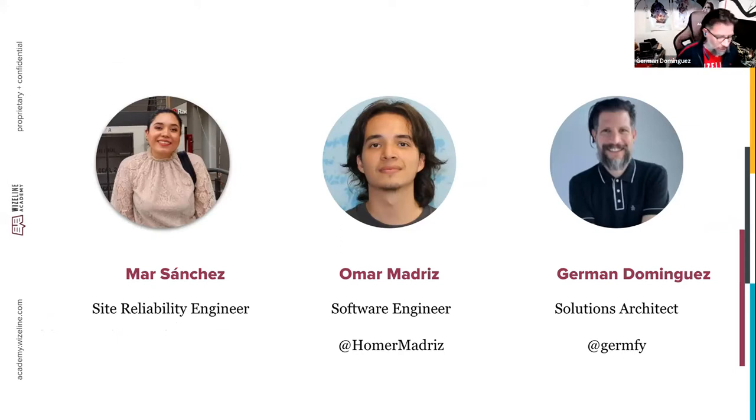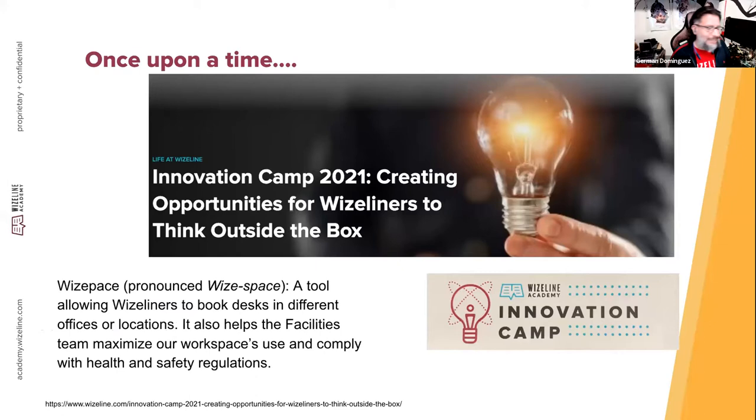We are together trying to teach you a little bit about our journey into Ruby on Rails. It was a crazy journey, and let me go through all of it in like 1 hour. I will tell you everything about it. So once upon a time, there was a company named Wiseline that fostered innovation as part of the culture and as part of the ideas.